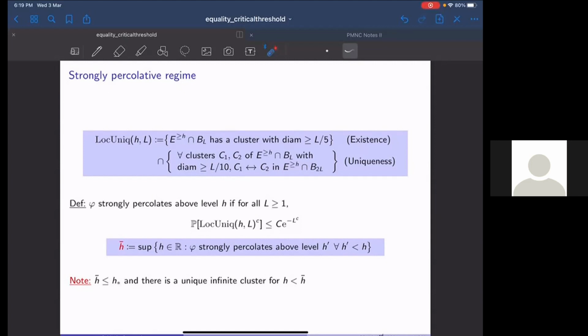What it says is that, as long as you have two big clusters in this box, in the level set confined to a finite box, you can actually connect them in a twice bigger box. Now, what is the usefulness of this kind of definition? So let me tell you.